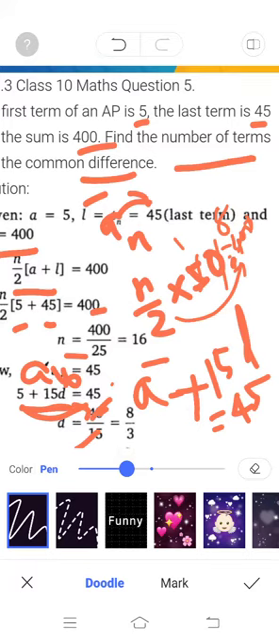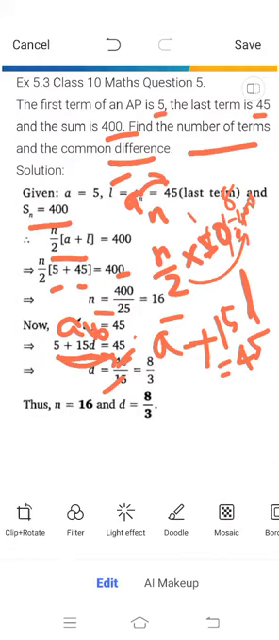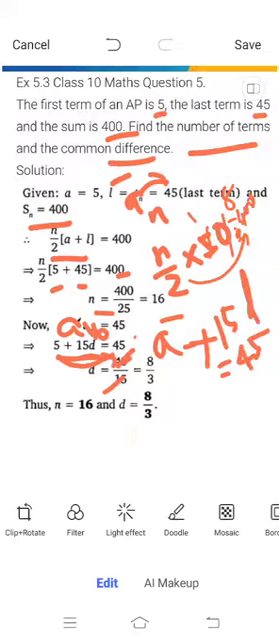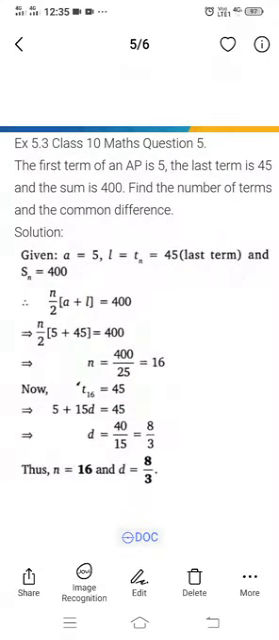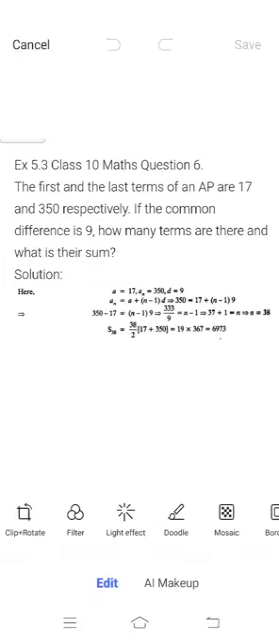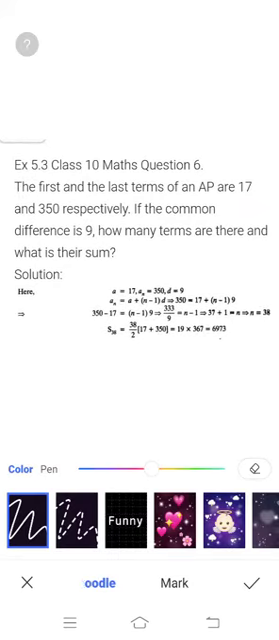Next, question number 6. Here the first and last term of an AP, the first term is given and the last term is given. The common difference is also given. How many terms are there? We have to find n, and their sum Sn.